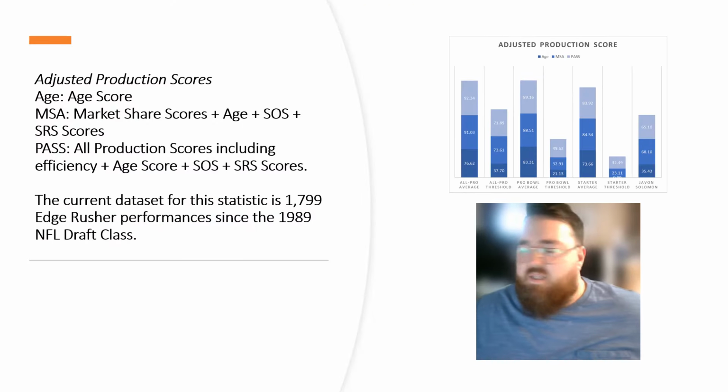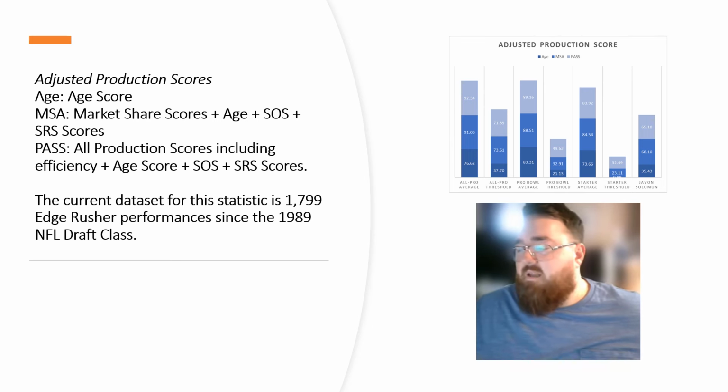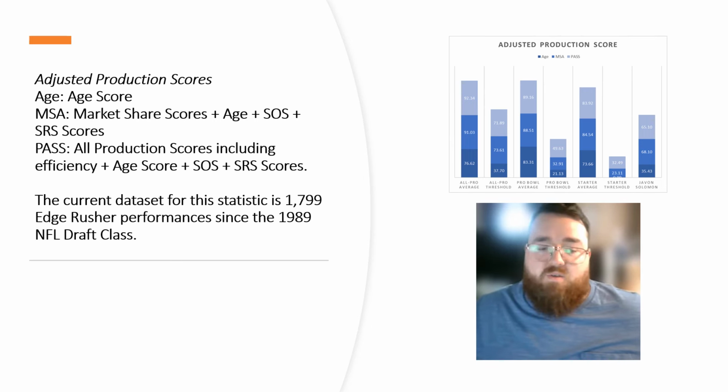Then, of course, you get to his adjusted production, where his age is an older prospect, but he is at least above average in terms of his MSA rating and his pass rating in terms of production. Biggest things that really drop him also is his level of competition. He played at Troy, he didn't play at Alabama, he didn't play at Michigan, he didn't play at a high quality school. Because of that, it definitely hurts his adjusted production score.